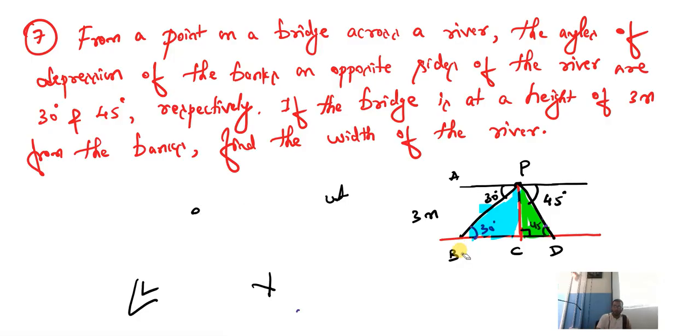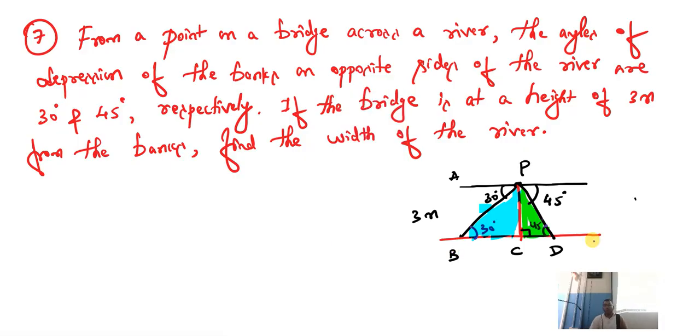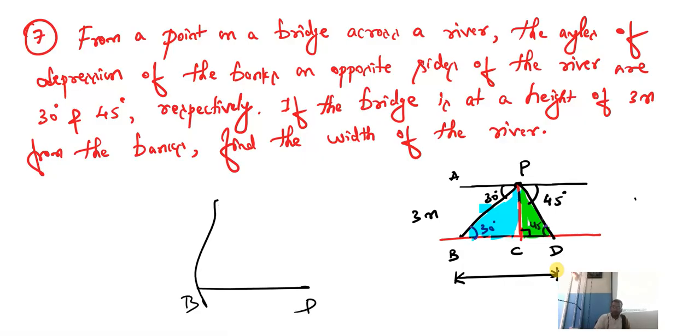Now, come back to the problem. Observe here. According to the question, if the bridge is at a height of 3 meters from the banks, find the width of the river. What are they asking? Width of the river. What do you mean by width of the river? Width means how much is the width, the complete distance between B to D. So the river is flowing from B to D, in this direction.